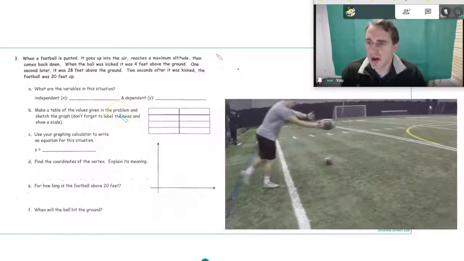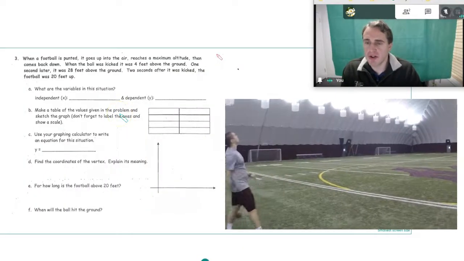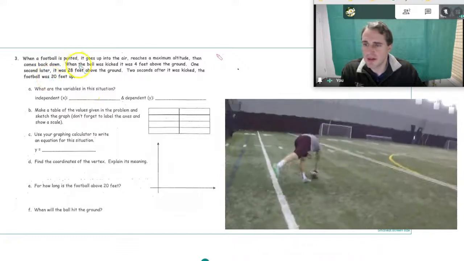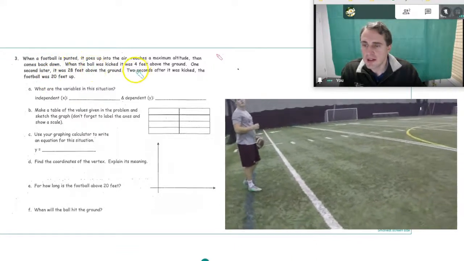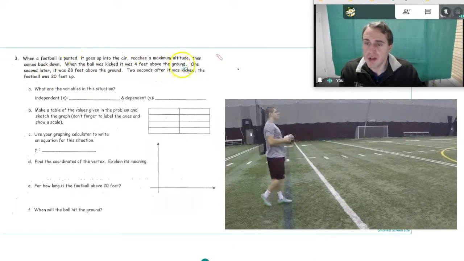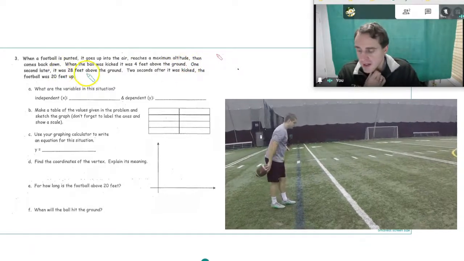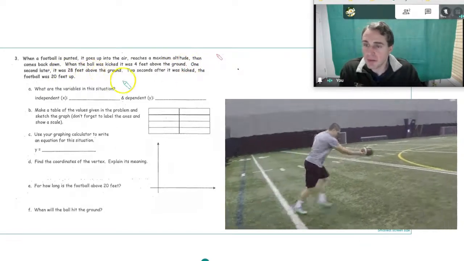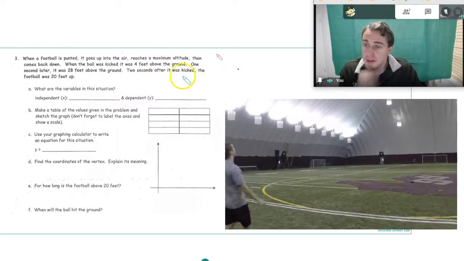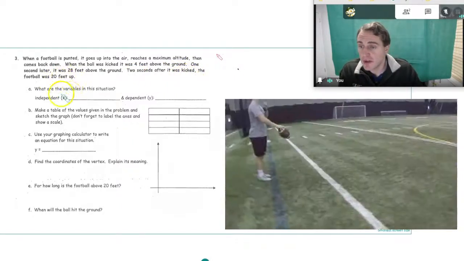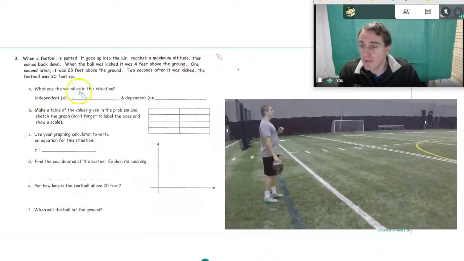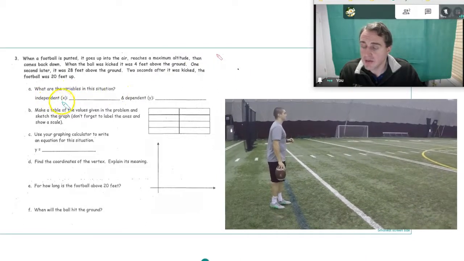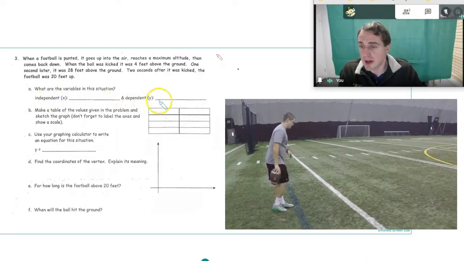which is: when a football is punted, it goes up into the air and reaches a maximum altitude and comes back down. When the ball is kicked, it was 4 feet above the ground. 1 second later, it was 28 feet above the ground. 2 seconds after it was kicked, the football was 28 feet up. Okay, what are the variables in this situation? X for the independent, Y for the dependent.